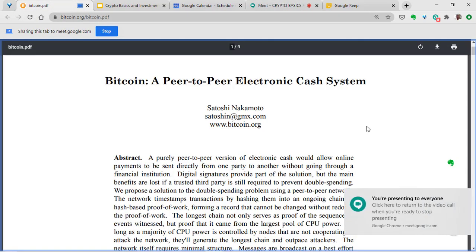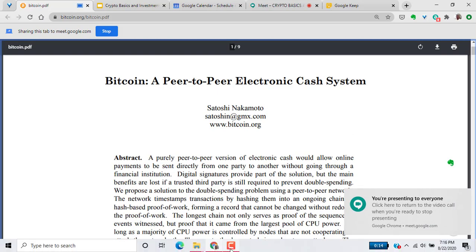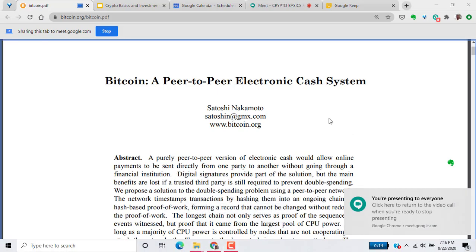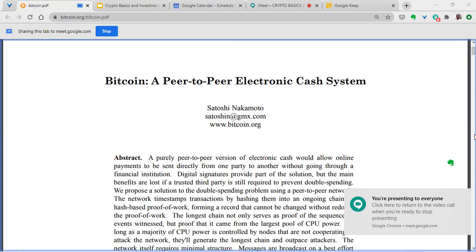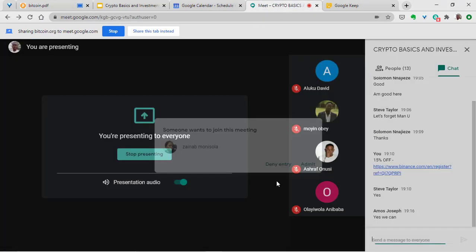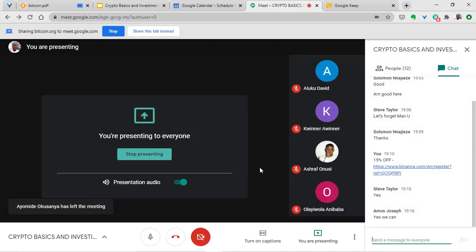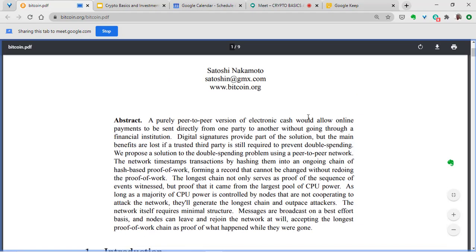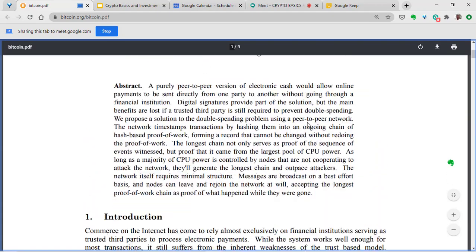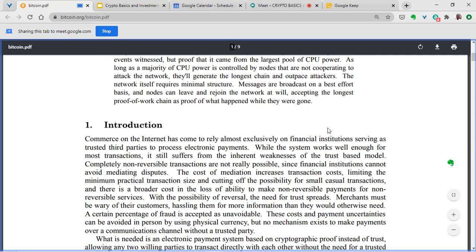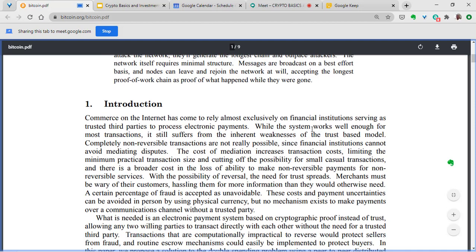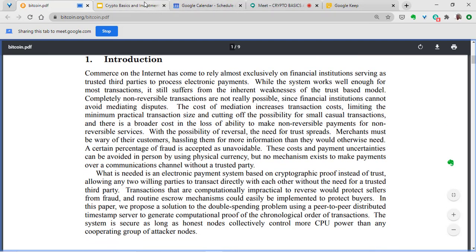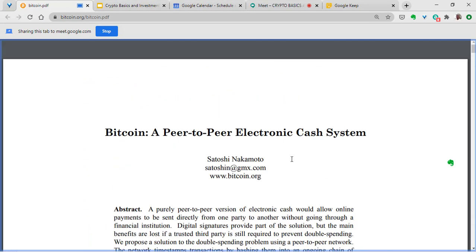So this is the Bitcoin white paper. You can see it's very simple, very unassuming. You see Satoshi, you see his email, and his abstract, everything. It just came from nothing, really. But let's move on. I just wanted to show you, for people who haven't seen it.